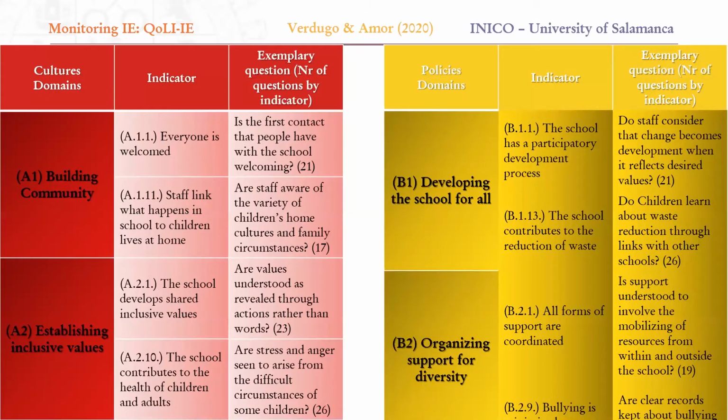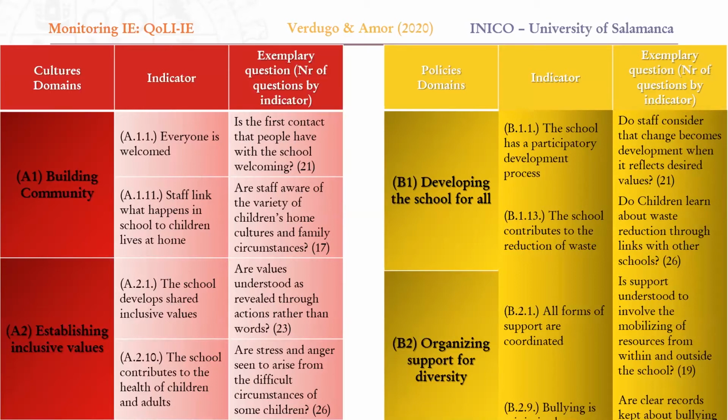For each one of the variables, you have two domains. For example, for the cultures, you have the building community domain and the establishing inclusive values domain. In the second column, you have the indicators. For example, building community has a total of 11 indicators, from A1.1, everyone is welcome, until A1.11, staff link what happens in school to children's lives at home. As you can see in the right column, you have exemplary questions to guide the specific reflection.